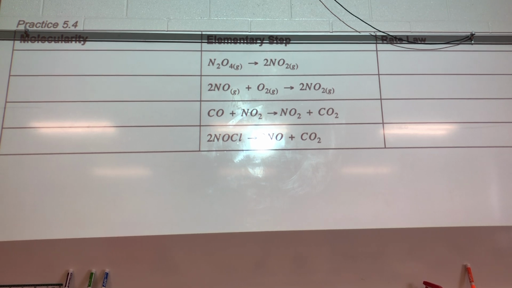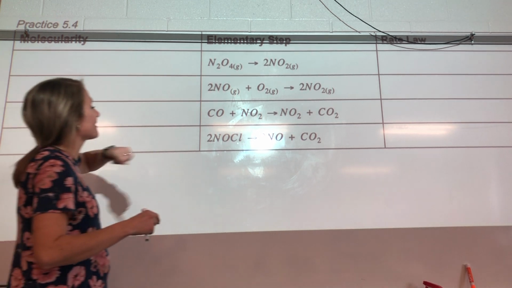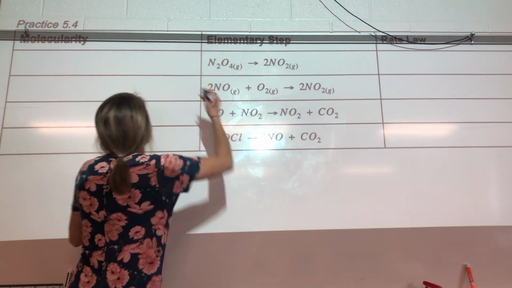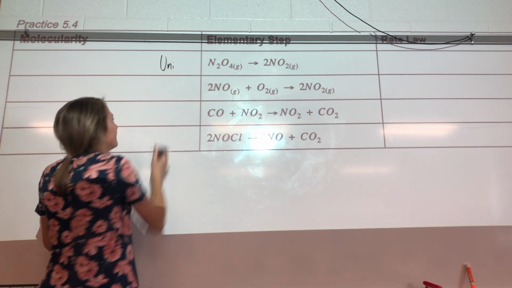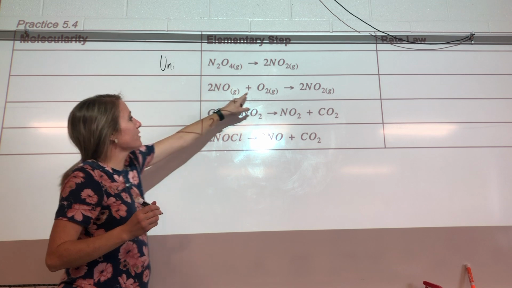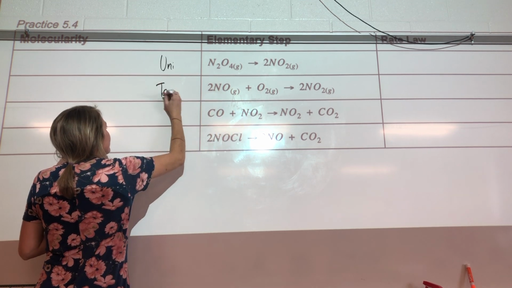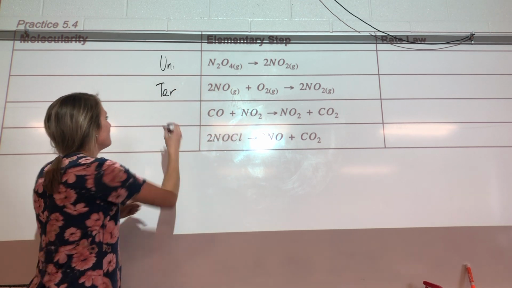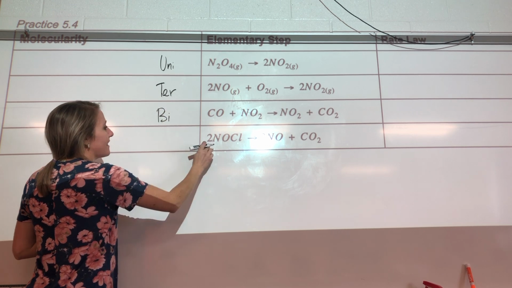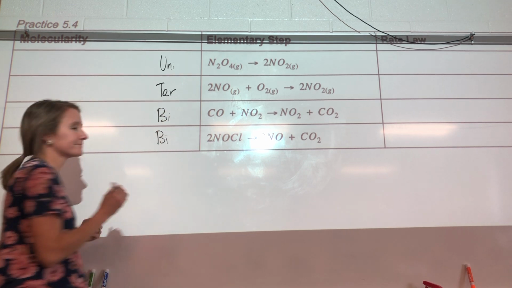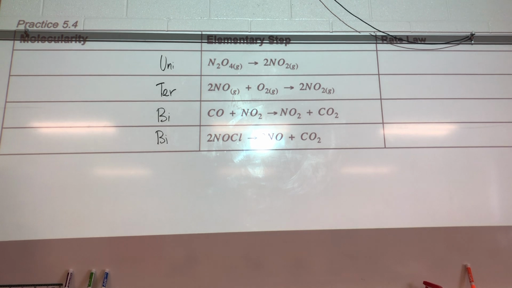Okay, eyes up front. Alright, let's go ahead and check this. If you got them wrong, then please ask so we can make sure we understand it. Alright, so first off, let's do the molecularity. So this is one reactant, so you should have that it's unimolecular. This one has two of those and one of those, so it's termolecular. This one should be bimolecular, and that one should be bimolecular. So you can have a smiley face for each.